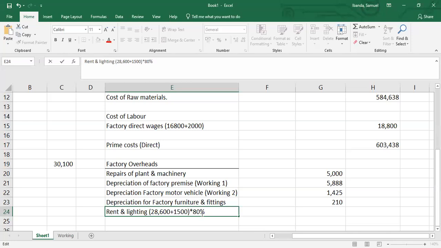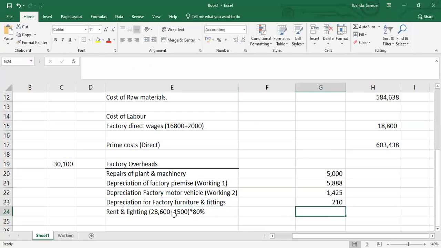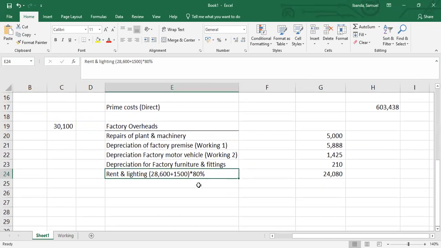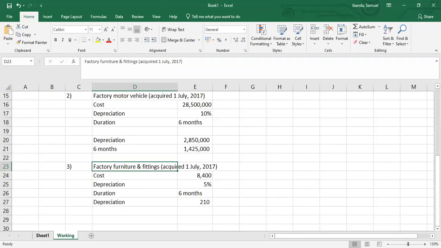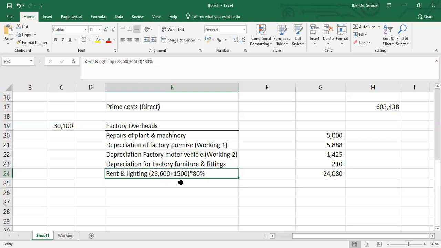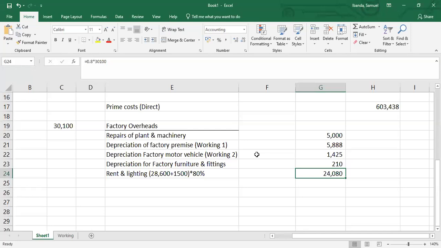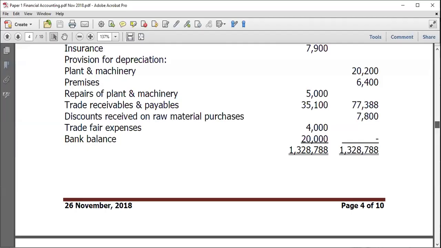Okay, I believe that we are together. So 80% of the total, 80% will be 0.8 times the total, which is 30,100. Gets me to 24,080. 24,080, that is for lighting. That is what I have gotten right there. I didn't want to take it to the working, okay? If you don't want to have many workings here, because here it may take a lot of my time, I just worked it here. The examiner can easily know how I derived 24,080, and that is enough for them. So I'll come back to my question and see what else I have to record.